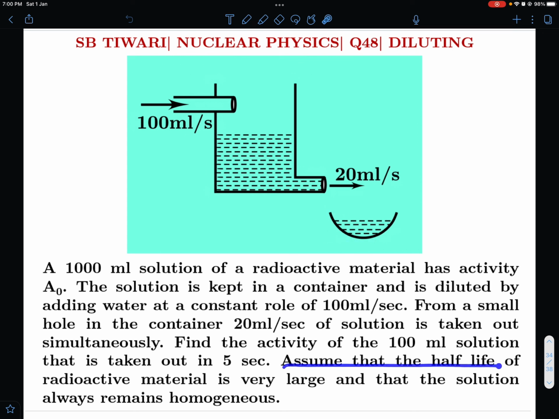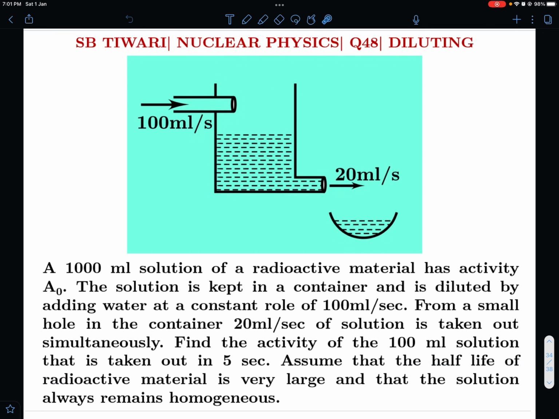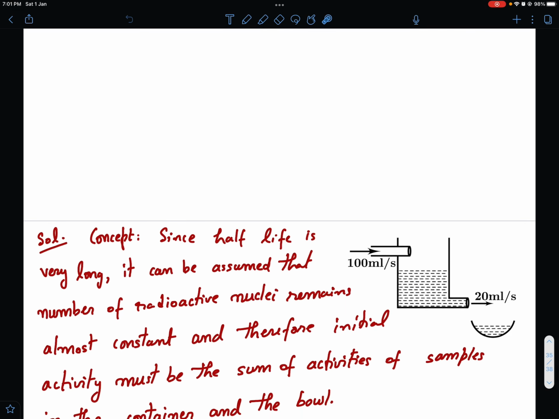Assume that the half life of the radioactive material is very large and that the solution always remains homogeneous. So we can assume that half life is very large. What consequences does that have? I leave that to you, but this is an important statement. If you want, you can give it a try, and I'll get into my solution right away.